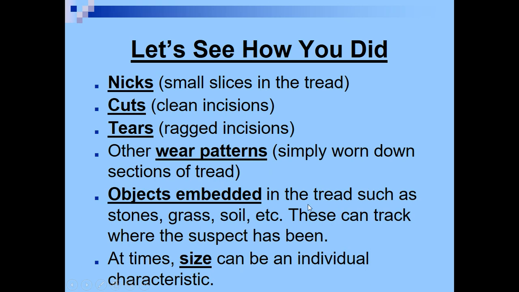So that would be unusual, but people do traipse through grass and they walk on stones and they're in different kinds of soil. And this kind of material gets stuck in the tread of the shoe. So this can be used to track someone. It's called tracking data, and that can tell you where the suspect has been. Of course, that can be really helpful if you're using shoe print evidence to try to solve a crime.